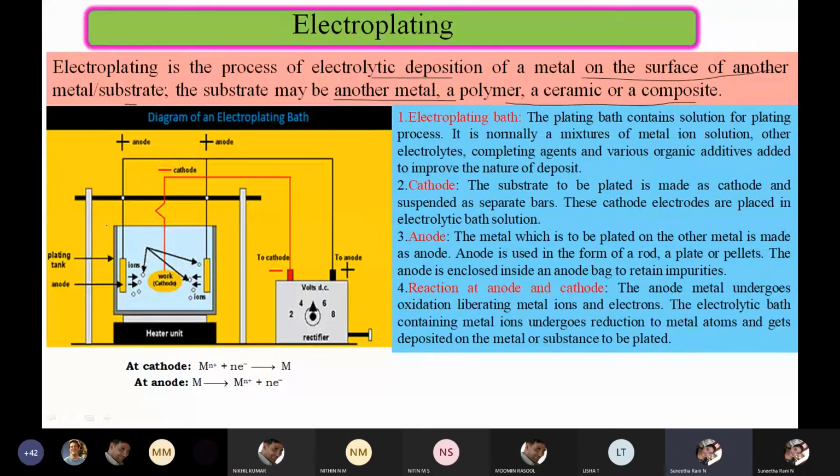You need to prepare the bath solution, the cathode, and the anode. You need to monitor what reactions take place. You need to connect it to the voltmeter. All these things you have to set up before the plating process is done. These are the precautionary measures, like how to set up the electrolytic bath solution, which I have explained here. This is the container which contains an electrolytic solution.